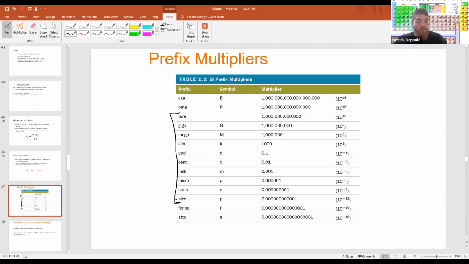So pico, like picograms, is 1 trillionth or 10 to the negative 12th of a gram. So picograms are extremely small. Nanograms is 1 billionth. Micrograms is 1 millionth. Milligrams is 1,000th. Centigrams is 100th. Decigrams or deci is 1/10 of a gram. Kilograms are 1,000. Like if you watch Drugs Inc. or Breaking Bad, they talk about a kilo of coke. They talk about drugs in kilos. That's kilograms, so 1,000 grams.